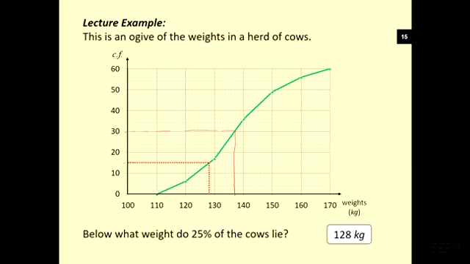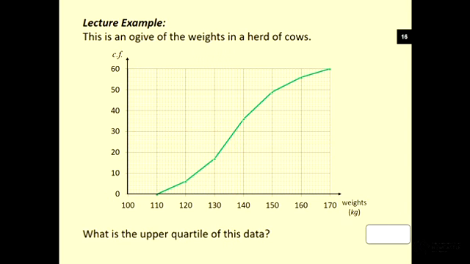So that's the point at which the first quarter of cows go up to 128 kilos. Hence, below what weight do 25% of the cows lie? 128 kilos or less. I assume I've got a 75% question. Oh, what's the upper quartile of this data?